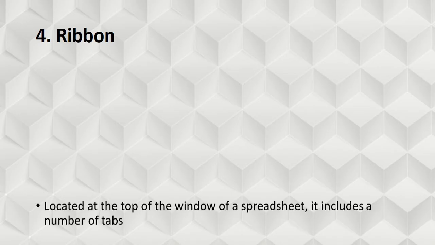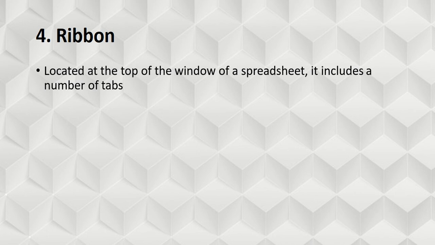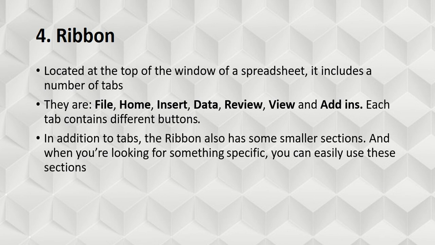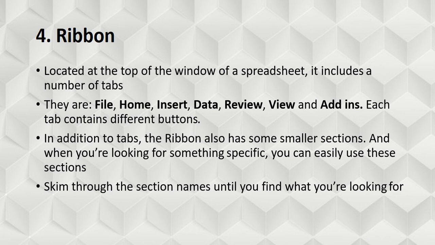What is a ribbon? It is located at the top of the window of a spreadsheet. It includes a number of tabs. They are File, Home, Insert, Data, Review, View, and Add-ins. Each tab contains different buttons. In addition to tabs, the ribbon also has some smaller sections, and when you are looking for something specific, you can easily use these sections. Skim through the section names until you find what you're looking for.